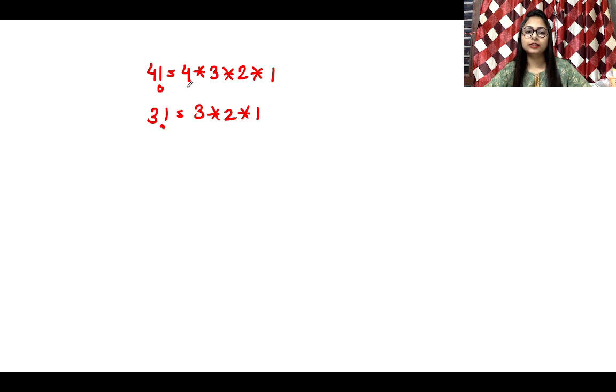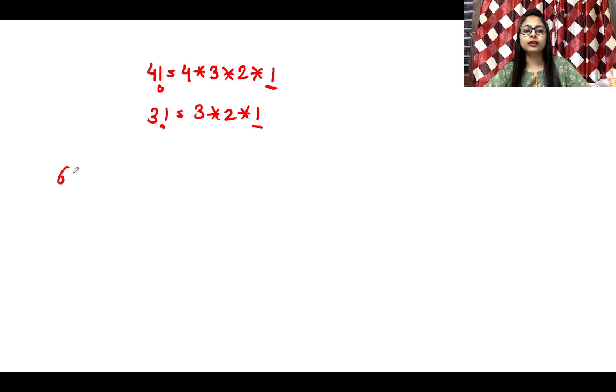So what I am doing here is starting with the same number 4, decreasing it by 1 every time, until I reach 1. Similarly, I start with the same number 3, decrease it by 1, and end at 1. So every time I calculate the factorial of a number, I start the procedure with the same number and end it on 1.